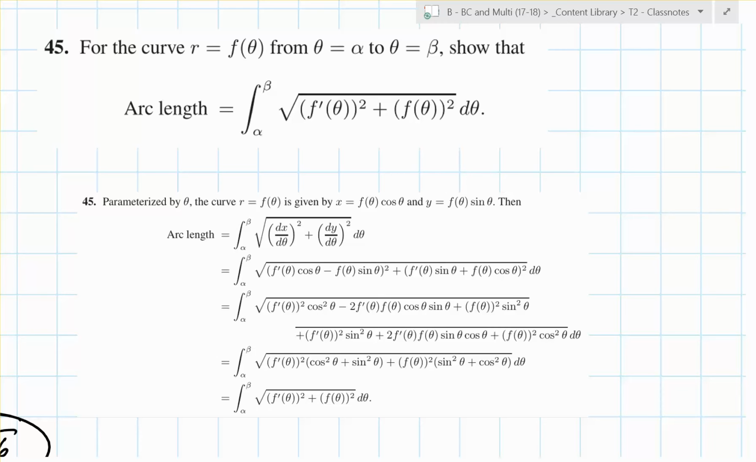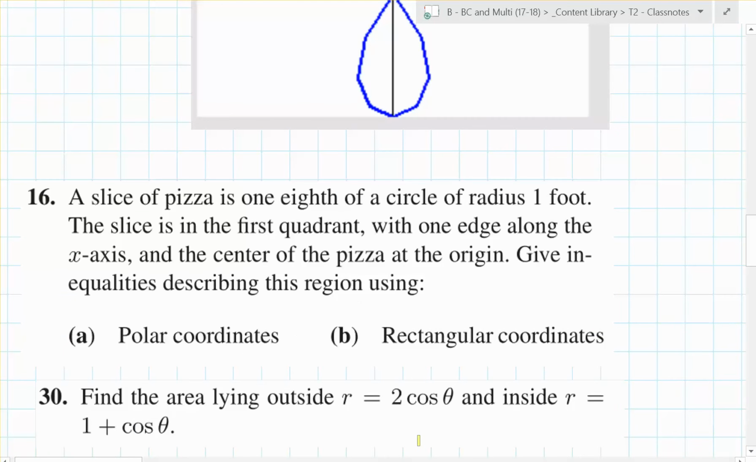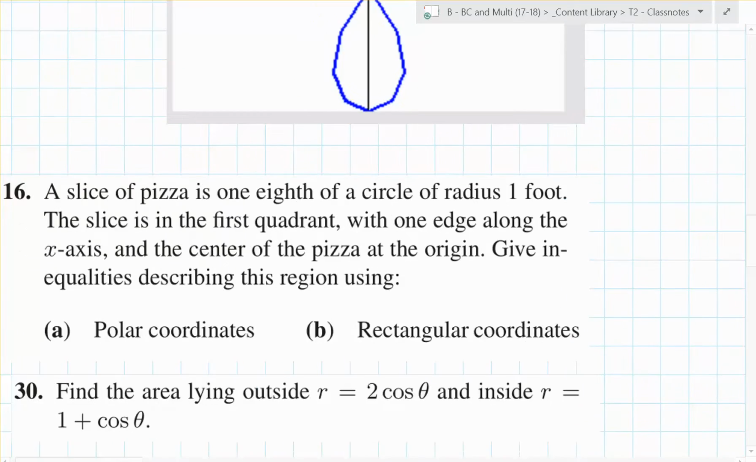Let me pause this. Good, okay, so you have a pizza slice that is 1/8 of a circle of radius 1 foot. The slice is in the first quadrant with one edge along the x-axis and the center of the pizza at the origin. Give inequalities describing this region in polar and rectangular coordinates.